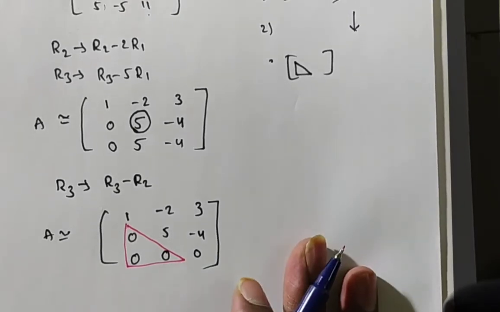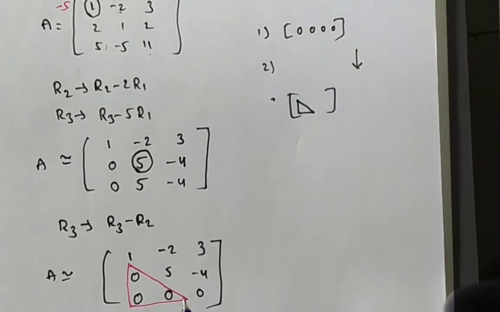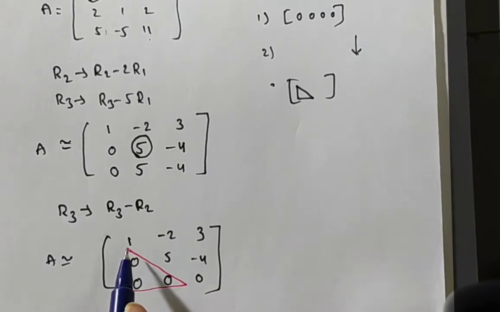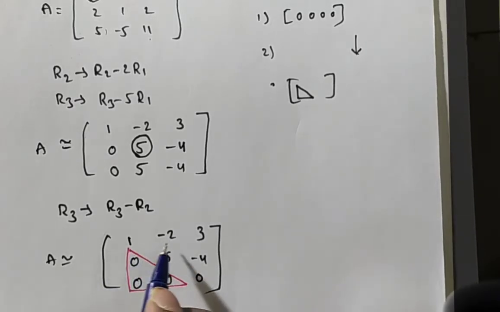So in the first condition, if there are any zero rows, they should be below the non-zero rows. Yes or no, is it satisfying the first condition or not? Next one: the number of zeros before the first non-zero element. You see, before the first non-zero element in the non-zero row. Is it a non-zero row or not?